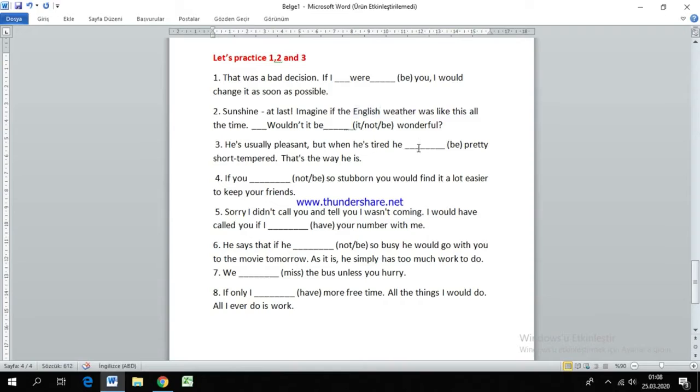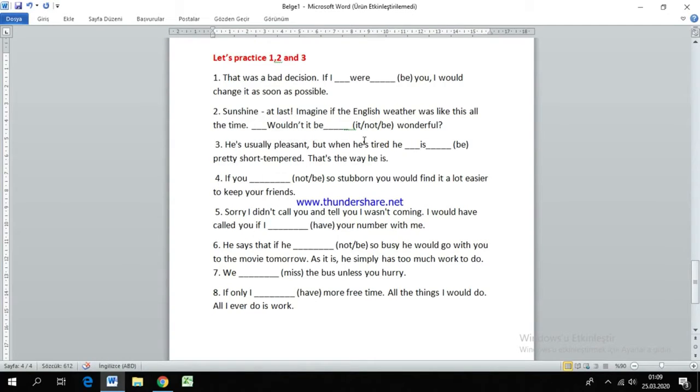So, the third one. He is usually pleasant, but when he's tired, he is pretty short-tempered. That is the way he is. Do you remember that in the beginning of the lesson I reminded you that when and if can be used for each other, so you can replace if with when. So that's a typical example of it. It's a fact. It's not a scientific fact, but we know him and he's our friend and we know what he's going to do when he's tired. So that's why.